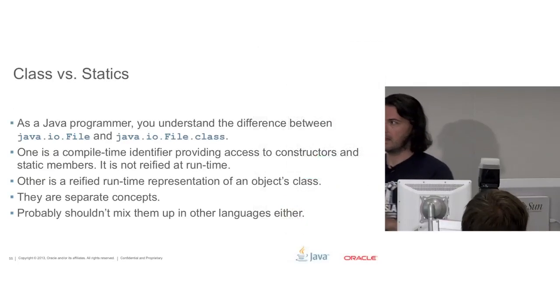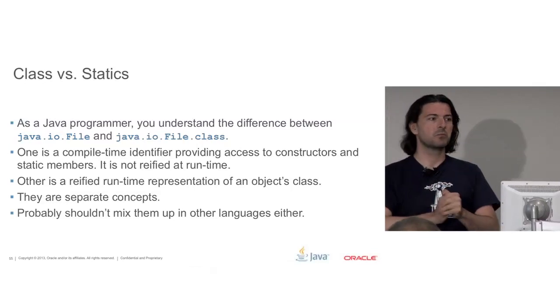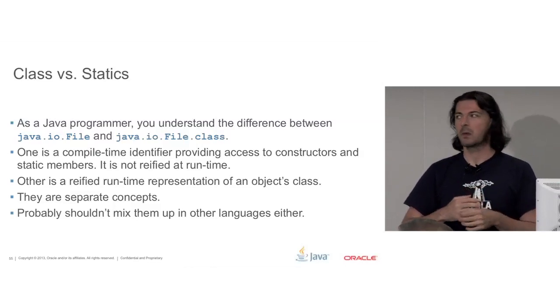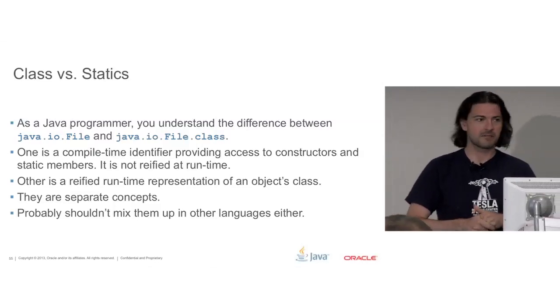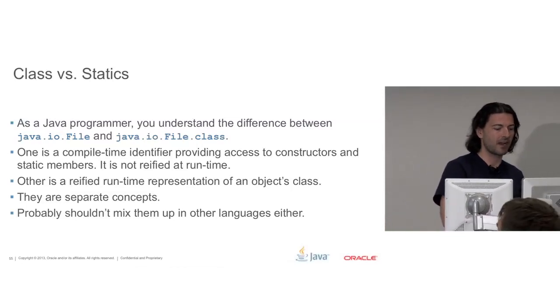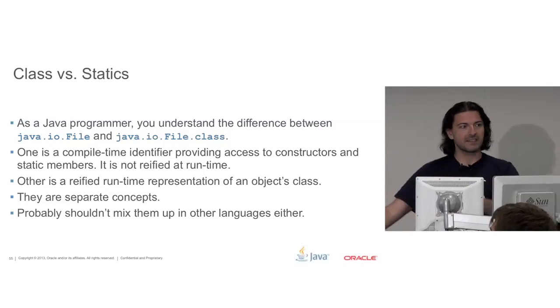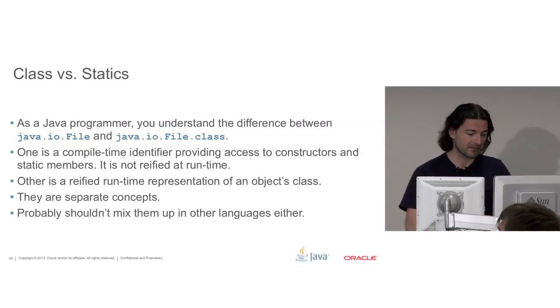Statics. There's always a debate when you're doing a dynamic language whether the runtime class object is used as a gateway to statics and constructors and so on. Well, we do not. Because as a Java programmer, you instinctively know the difference between java.io.File in your Java source and java.io.File.class, right? There are two things. One is the runtime representation of a class, and the other is just an identifier that you use as a prefix for addressing into the static namespace and for invoking constructors. They're separate concepts, and they don't really mix well in a language.